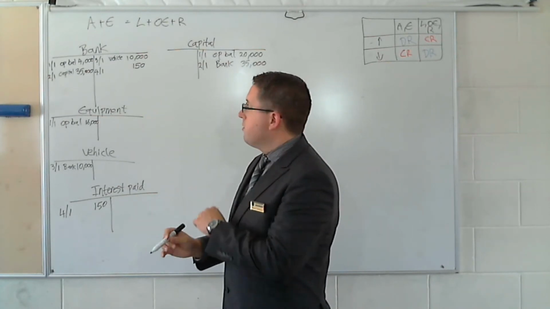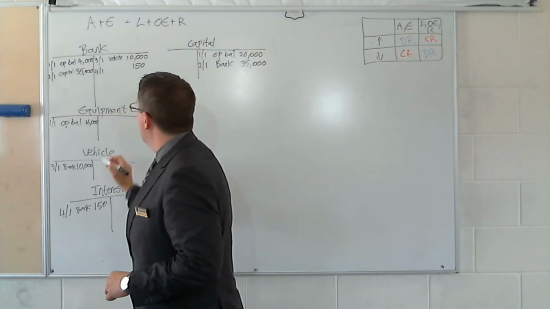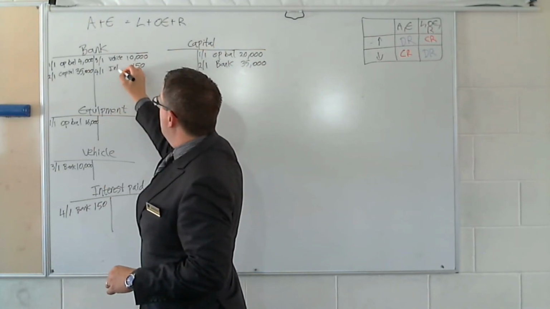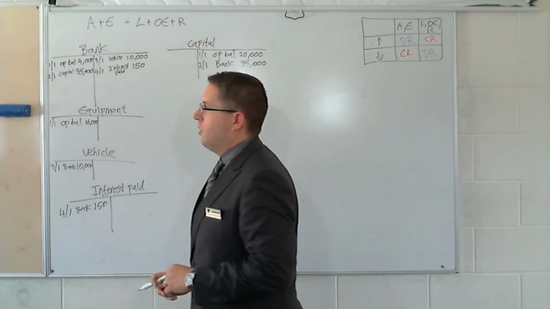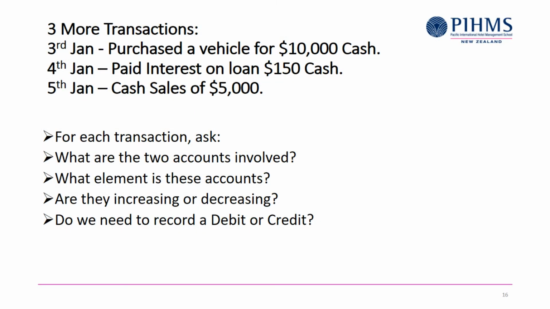And now cross-reference. So here, how did we pay it? Well, we paid using the bank account. What did we spend the money on? Well, that was interest paid. Okay. So that's recorded that transaction, interest paid on loan.